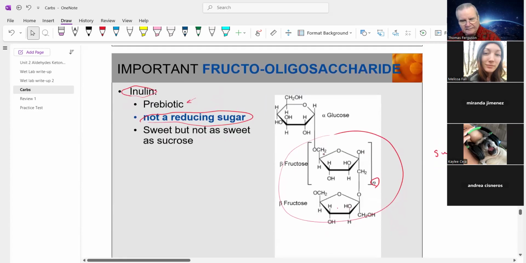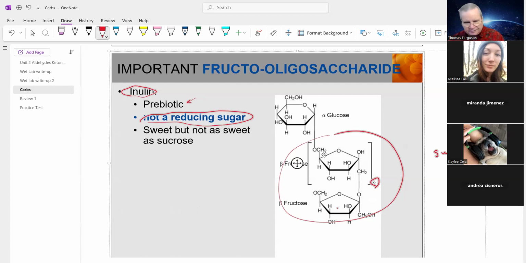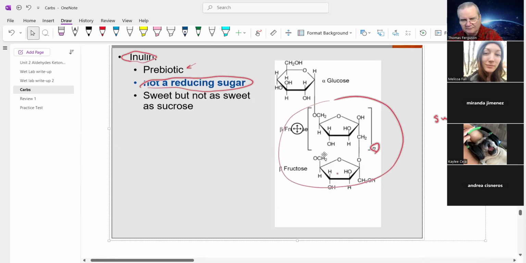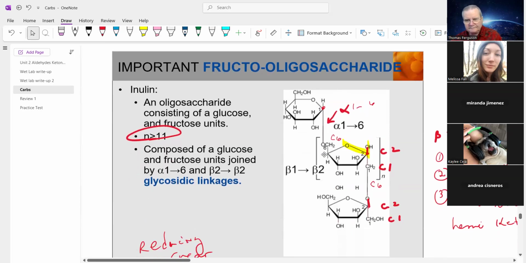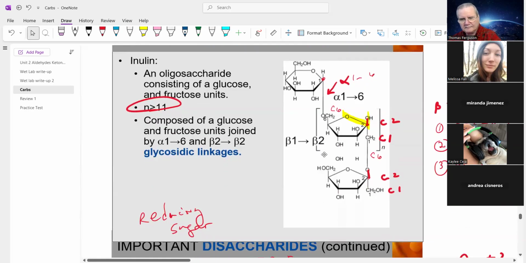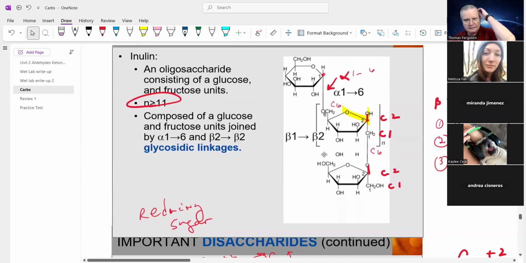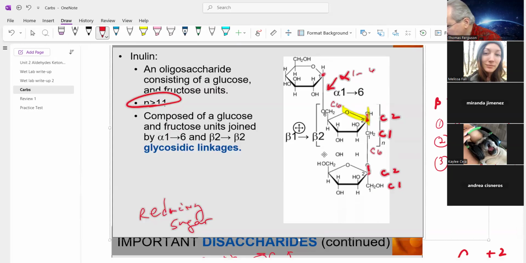Now, this is a very common oligosaccharide, but it's a special kind. Instead of having sucrose, it's a combination of 2 fructoses together. And this here varies in number. It can be from 5 up to 10. So this is an alpha 1,6 up here, attaching to the fructose's carbon 6.